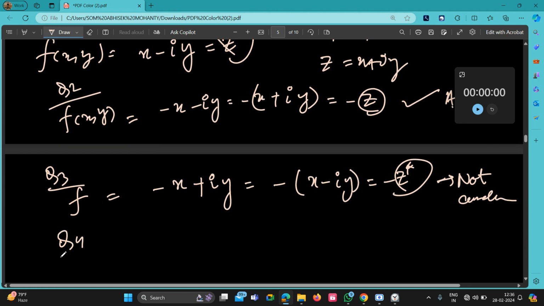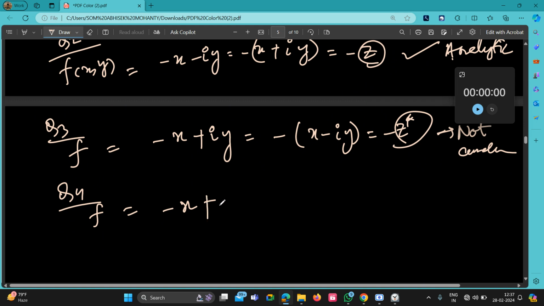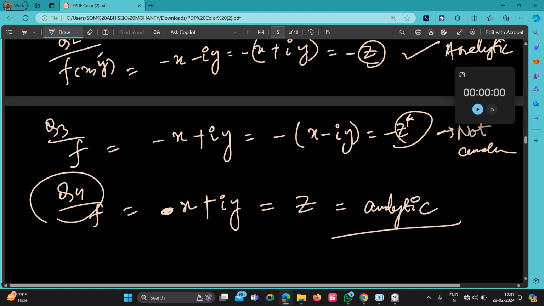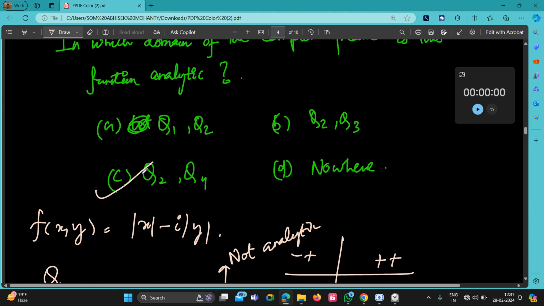Now the final one is Q4. Q4, f is equal to minus x minus what? y is negative. So minus of minus y, that means plus y. Sorry, this is plus now. x is plus, y is negative, but minus minus plus. So this is z. z is what? Analytic. So that is your Q4 and Q2. Okay. So second and fourth quadrant are analytic. Option C is the answer.